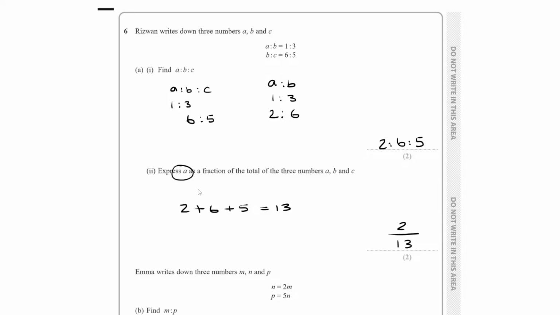So take the numerator that you want. In this case we wanted A, so that was our numerator, and then the denominator is always all of the other parts added together.